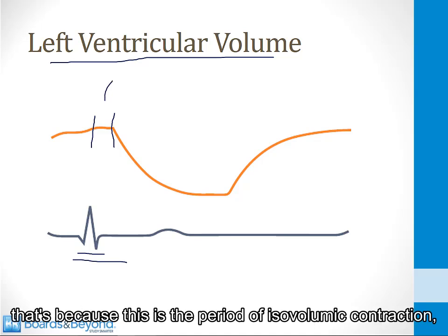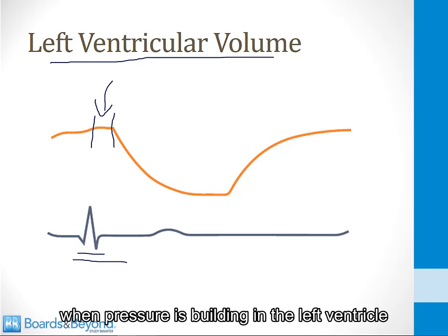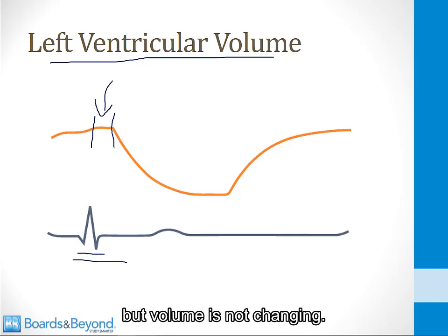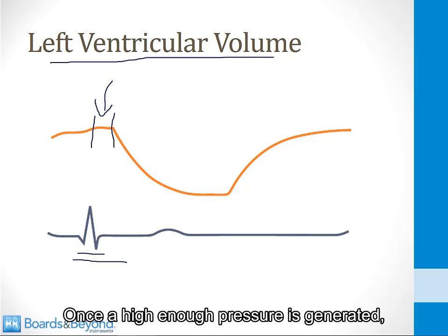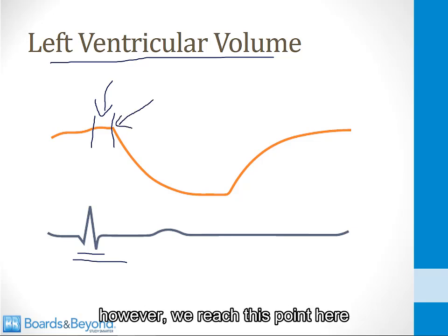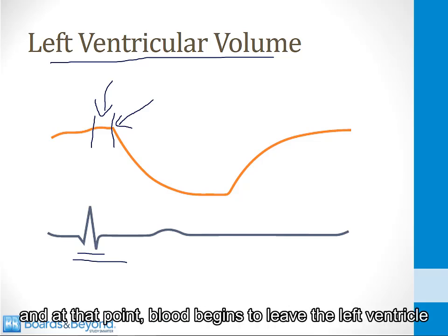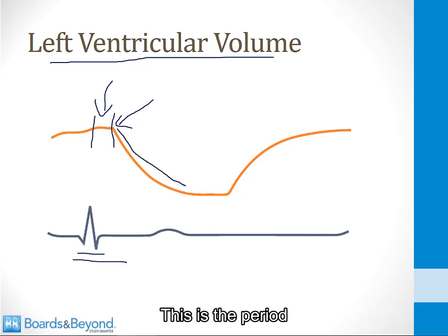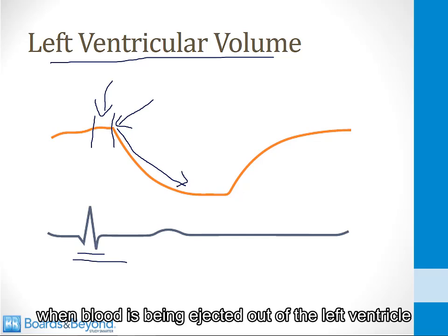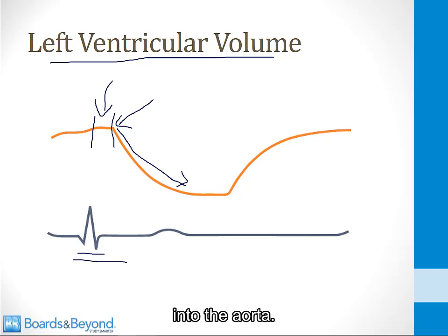That's because this is the period of isovolumic contraction, when pressure is building in the left ventricle but volume is not changing. Once a high enough pressure is generated, however, we reach this point here, and the pressure in the ventricle is high enough to open the aortic valve. And at that point, blood begins to leave the left ventricle and the volume begins to fall. This is the period when blood is being ejected out of the left ventricle into the aorta.